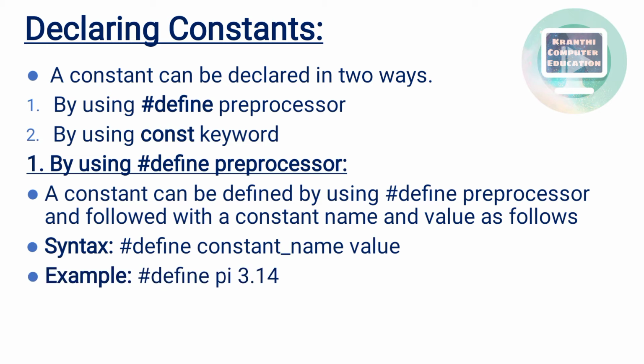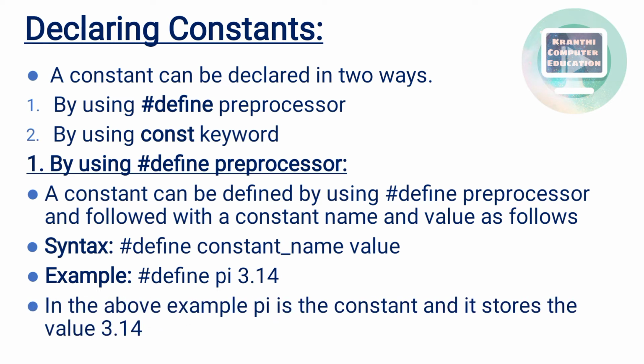#define PI 3.14. Here PI is our constant, 3.14 is our value. So in the PI constant, the 3.14 value will be stored. In the above example, PI is the constant and it stores the value 3.14.